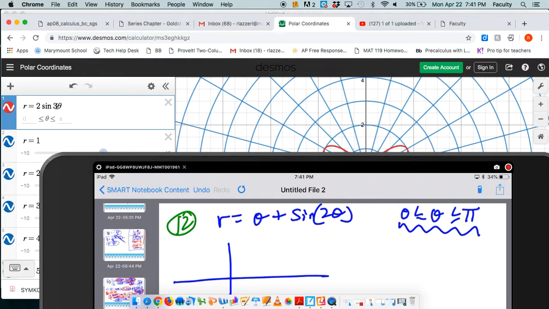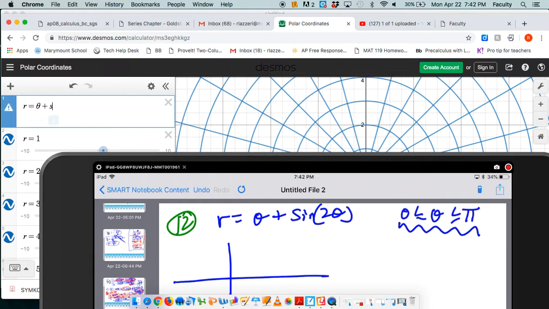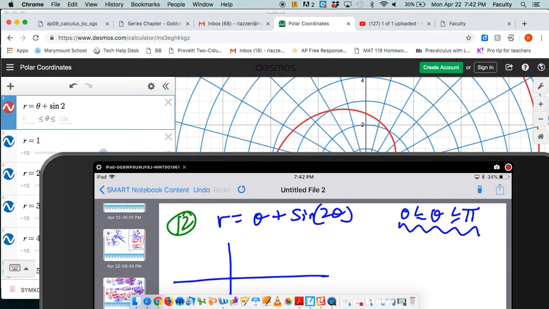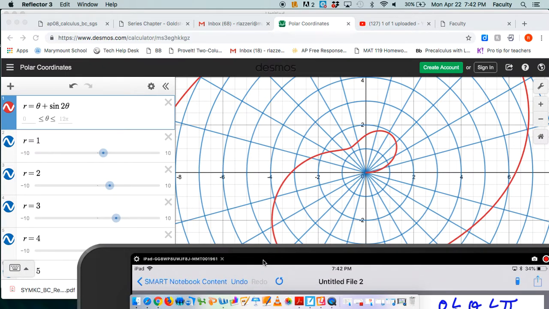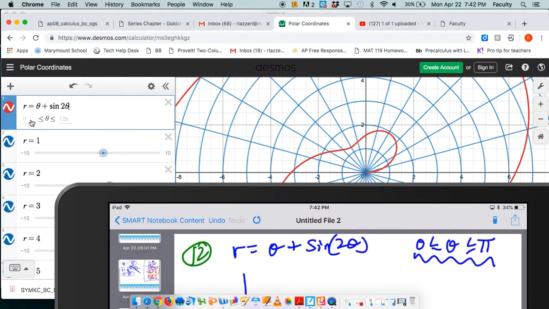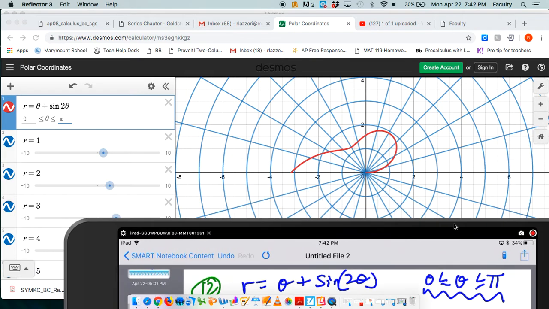Theta plus sine 2 theta. So you get this really weird graph, but we're only graphing it on your window on your calculator. You're only going from 0 to pi. And so you get this weird looking little graph here, and you just copy it onto your paper.